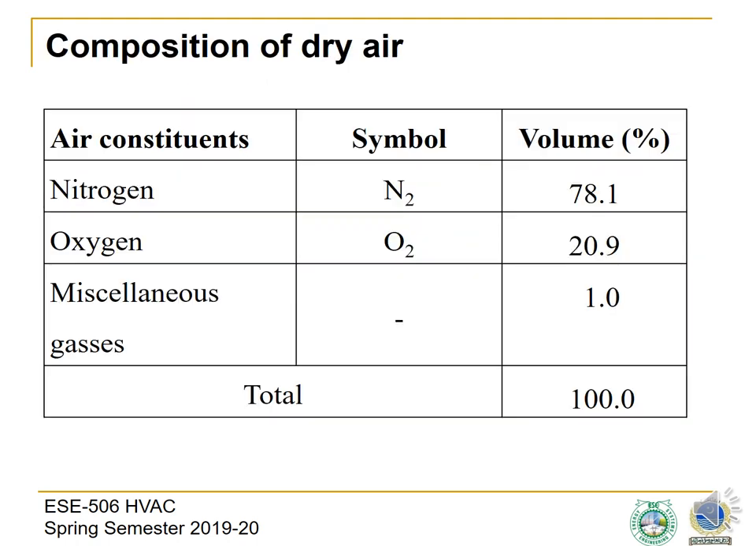This slide is about the composition of dry air. So air contains about 78.1% nitrogen by volume and 20.9% oxygen by volume, and 1% other gases. So about 78% nitrogen and 21% oxygen. This is by volume, and by weight, about 23% is oxygen and the rest is nitrogen.